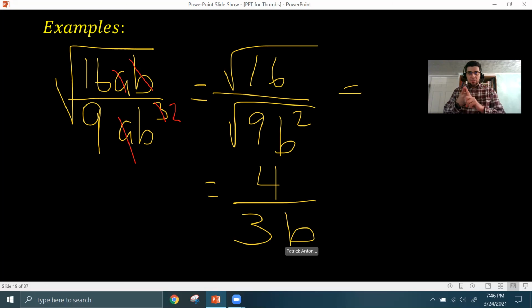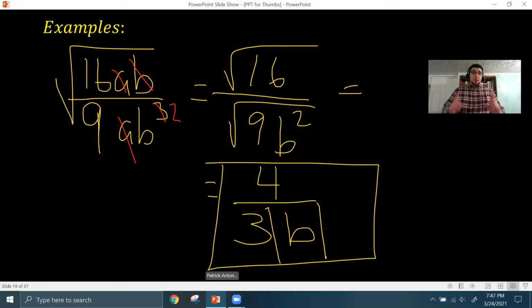Now, I don't have any b's left in the radical. I took the square root of an even power and got just b. So I need to have my absolute value on the b there. Simplified it. Boom.